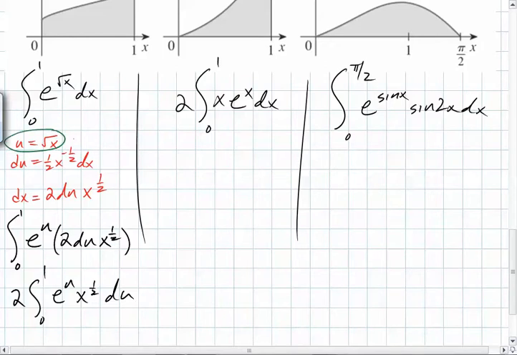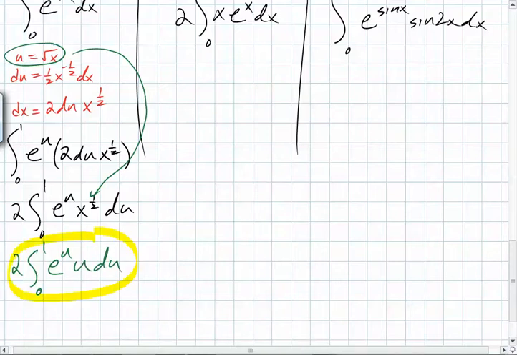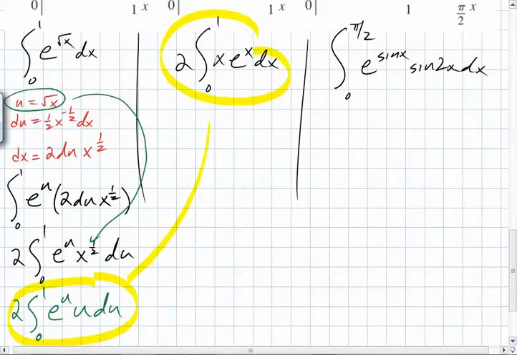x to the half, right? So you can take it and plug it in right there, and what do you end up with? 2 times the integral from 0 to 1 of e to the u times u du. And guess what? This right here is the exact same thing, they are the same.